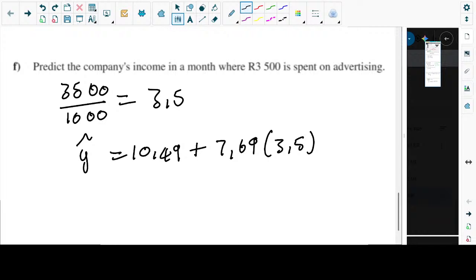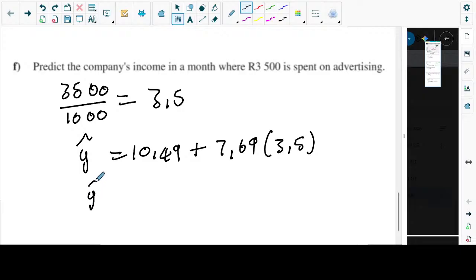Now, guys, if you put the 3.5 there, it's going to give you something wrong. Most of the time, learners miss here. You should check your table. It should correspond with your formula. So then we have 10,49 plus 7,69 open bracket 3,5, by which the answer is 37,41.